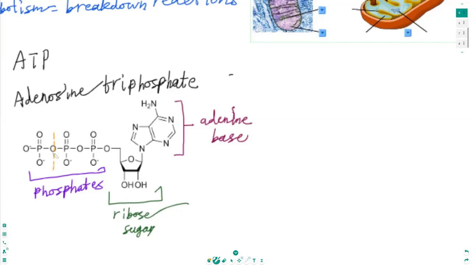And then when we cleave ADP again, we release another phosphate group and produce another 30.5 kilojoules per mole to produce AMP. And then when we cleave off the final phosphate, we only get 13.8 kilojoules per mole.